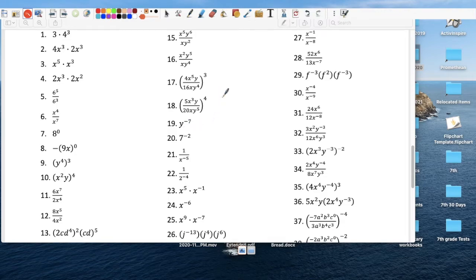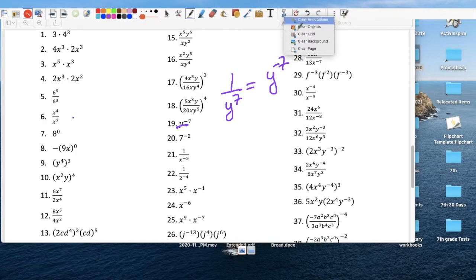Y to the negative 7 is simply 1 over y to the 7th. One quick way of thinking about that is, this is how it's currently written. If it travels from the numerator to the denominator, then we change the sign of the exponent. And likewise, backwards, this equals that. You can travel both ways.